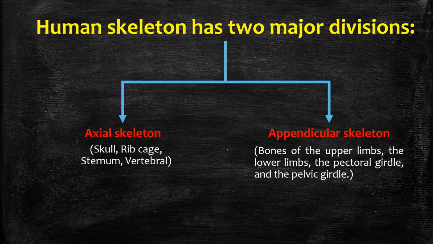Next is human skeleton has two major divisions. Means human skeleton is of main two types. Axial skeleton and appendicular skeleton. Axial skeleton is made up of skull, rib cage, sternum and vertebral column. Appendicular skeleton is bones of the upper limbs, lower limbs, the pectoral girdle and pelvic girdle.